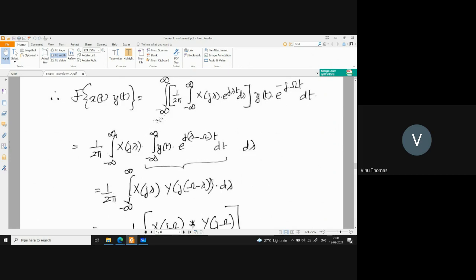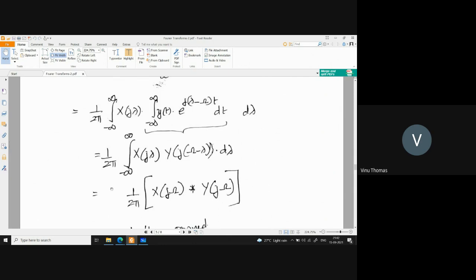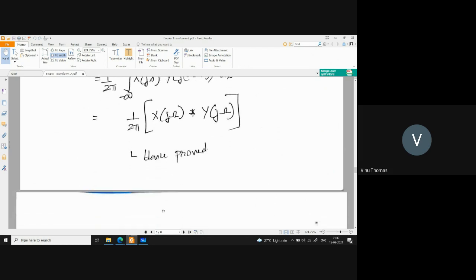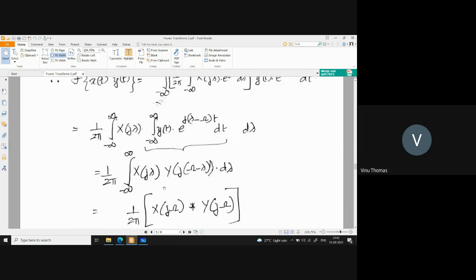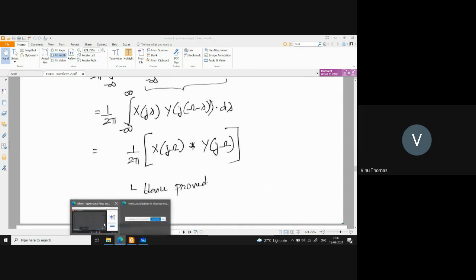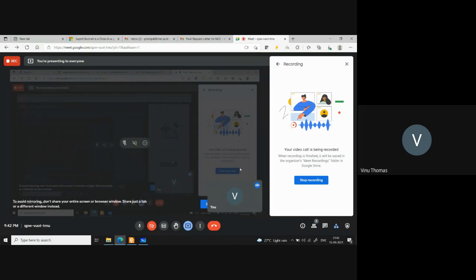So this is 1 by 2 pi integral from minus infinity to plus infinity of x of j lambda y of j omega minus lambda d lambda, which you can write as 1 by 2 pi x of j omega convolved with y of j omega, because this is a convolution expression. Therefore, this is proved. This means that multiplication in the time domain is equivalent to 1 by 2 pi times the convolution of the individual spectra in the frequency domain. We will stop with this and continue with Parseval's theorem in the next class. Okay, thank you.